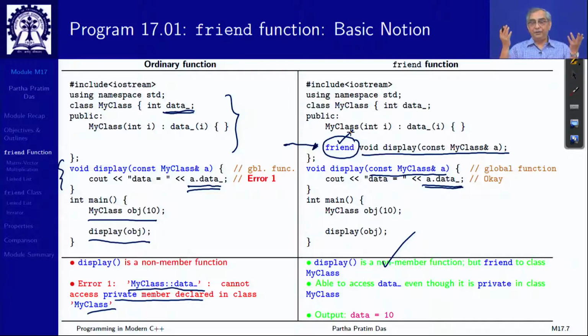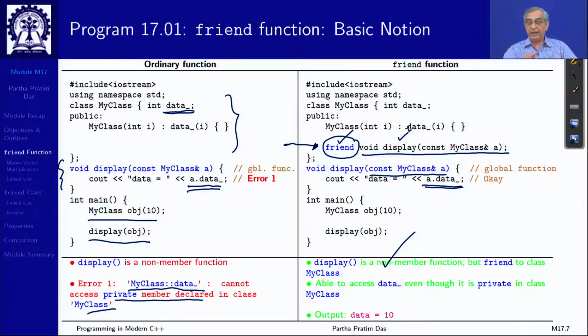You know, friendship we all know. The members of a family get into the house. The public on the road is outside, cannot get into the house, but if I have a friend, I welcome the friend to my house, it is my prerogative, right. So, it is exactly the same thing. So, my class has said that this function display, which takes constant reference to my class and returns nothing, is a friend. So, it is allowed to access the private members of the class.